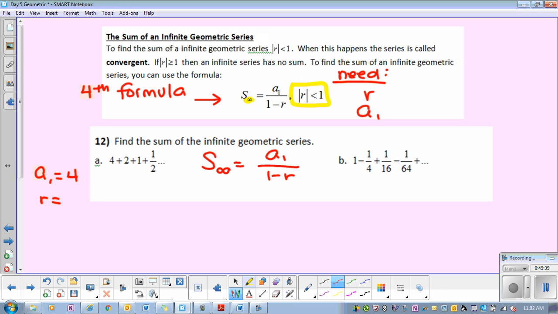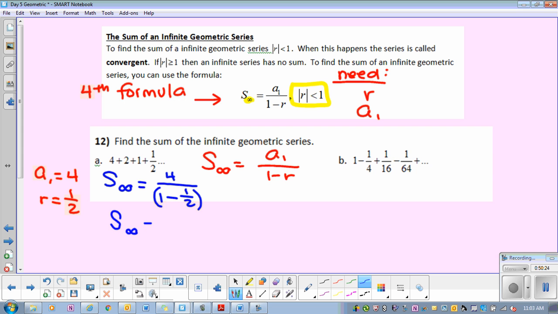1/2 divided by 1, 1 divided by 2, 2 divided by 4. What would that give me every single time? It's 1/2 each time, right? Okay, so let's plug it in. S sub infinity equals a sub 1, which is 4, over 1 minus r, which is what, 1/2? When you put this in the calculator, you can just put that in parentheses down there, right?